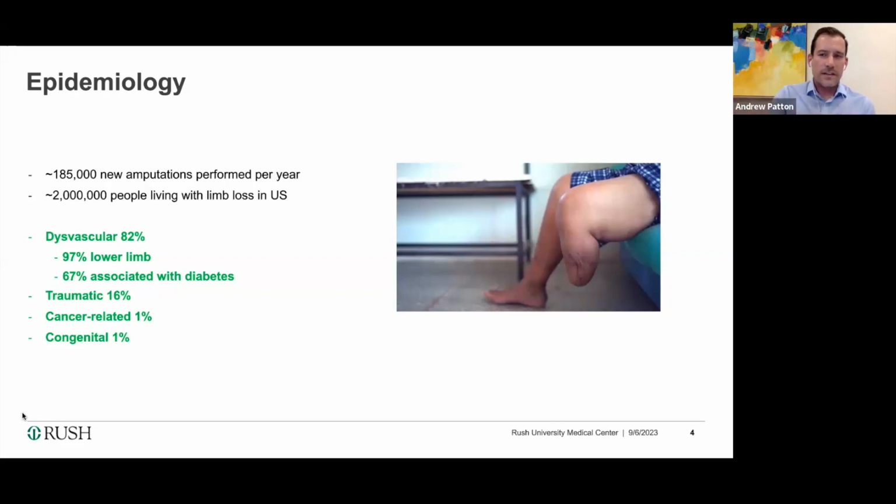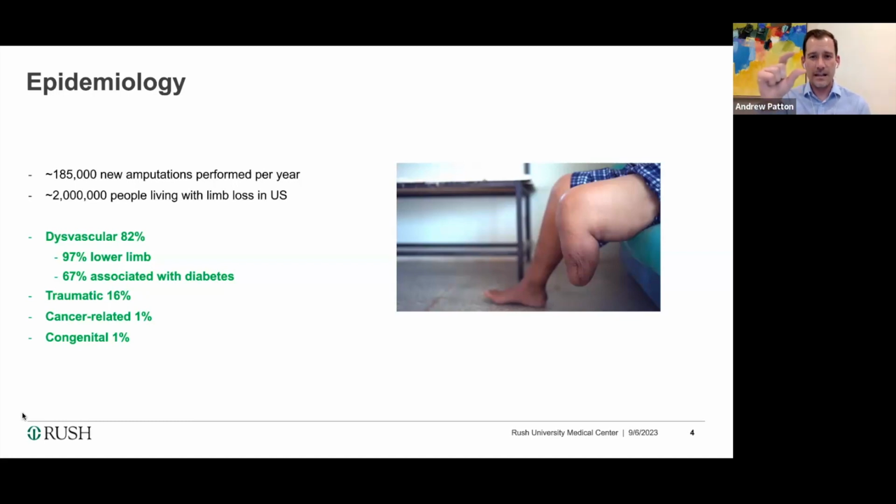Now, the numbers that will be more meaningful are these green numbers here. You can break it down into basically four major categories. There's dysvascular causes, and we'll get into what that means and the comorbidities associated with it. But basically anything that limits perfusion to tissue, and thus wound healing, like diabetes and peripheral vascular disease. There's a couple of others, but that's a far majority. Over 80% of people with an amputation, it's from a dysvascular cause.